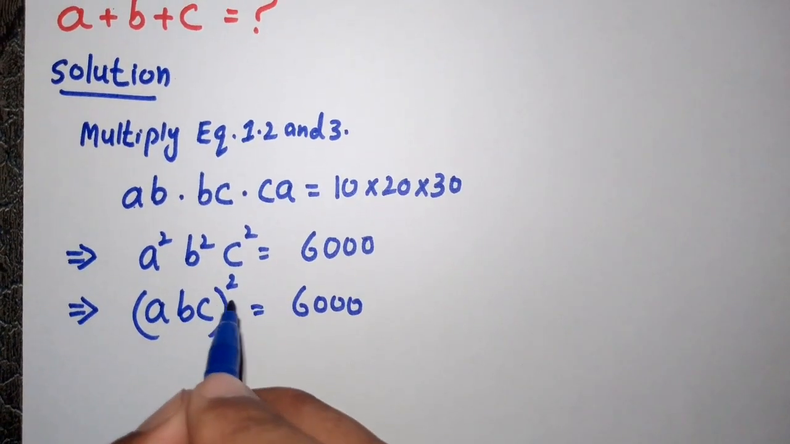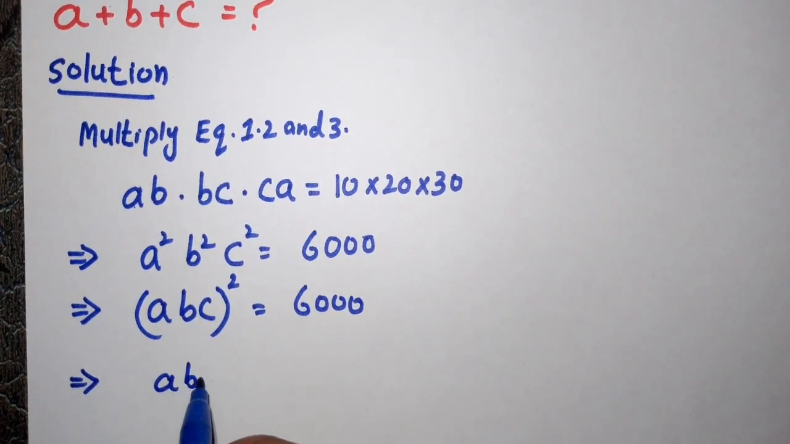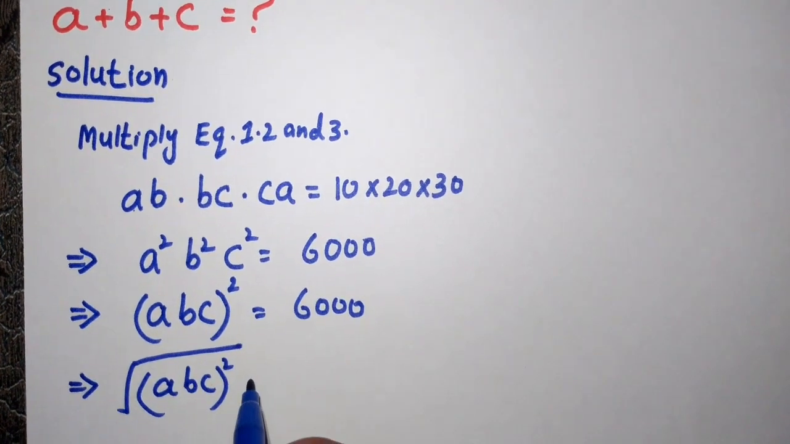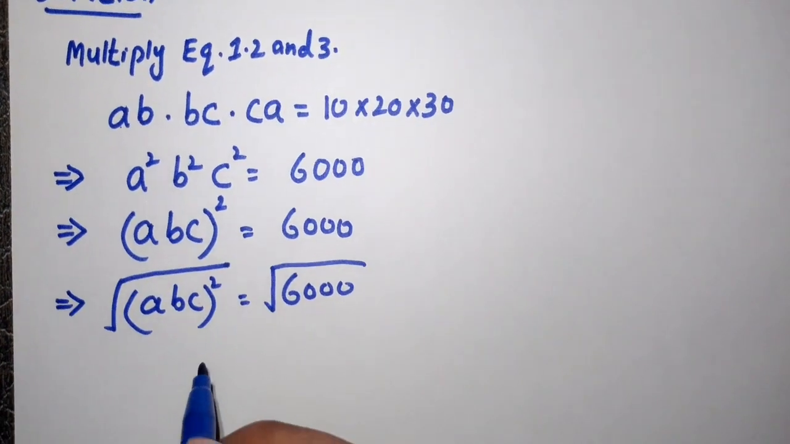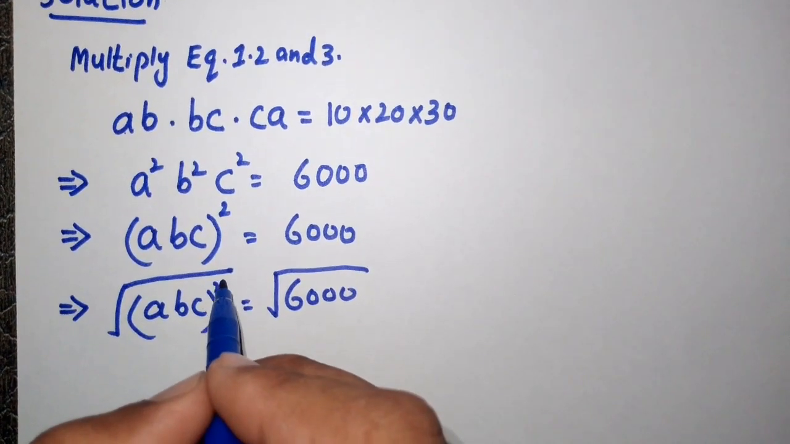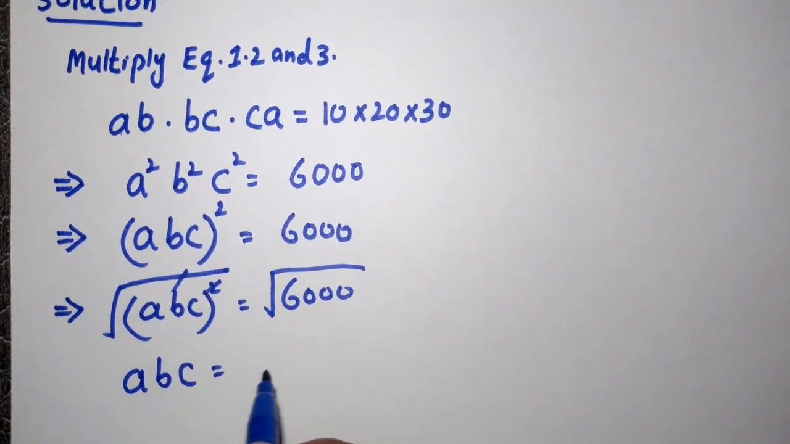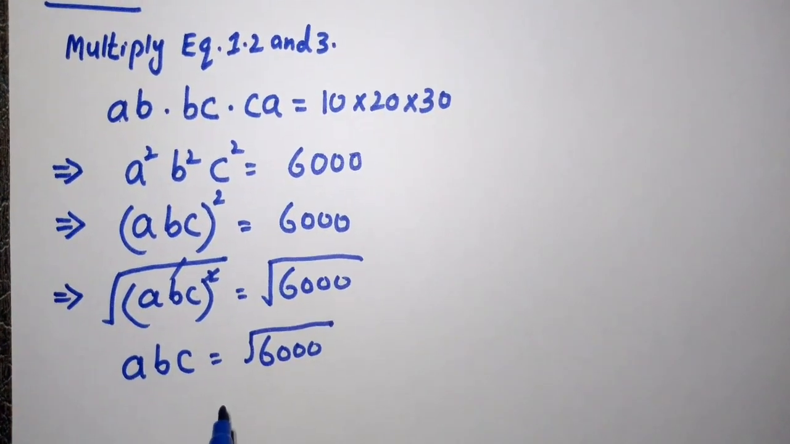Now we have to take the square root on both sides, so this will become the square root of (ABC) whole square is equal to the square root of 6000. Here the square cancels with the square root, this will become ABC is equal to square root of 6000.